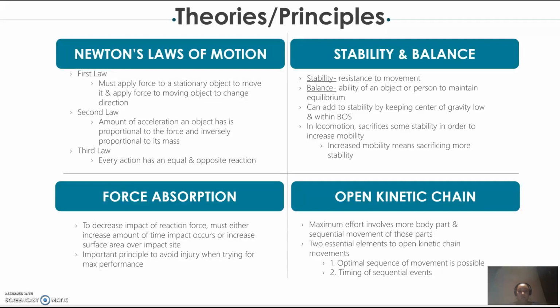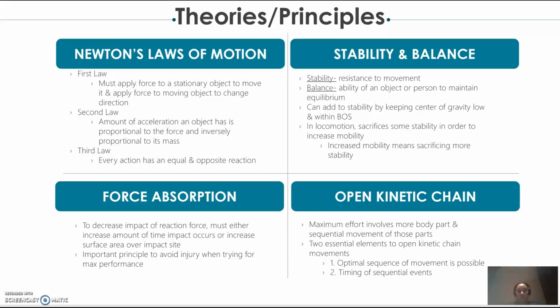Force absorption. To decrease the impact of reaction force, they must either increase the amount of time impact occurs or increase surface area over the impact site. And it's an important principle to avoid injury when trying for max performance. If we don't have force absorption, we immediately fall over. Say we jump and we come down with our legs straight, it's easier to hurt ourselves or fall over versus if we come down with our knees bent, we have a softer landing.